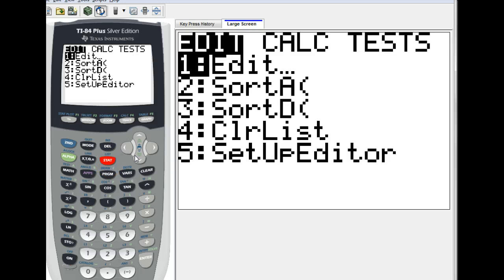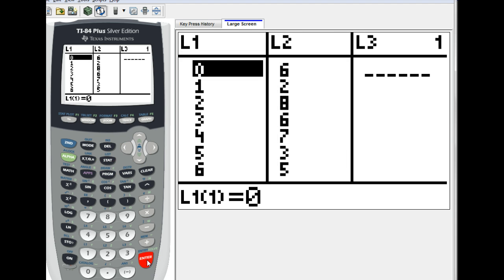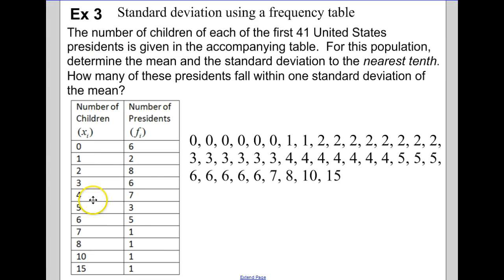Just like before, we're going to go to Stat, Edit, clear out the lists. I've already got that data input in here. Okay, so I want you to put in L1 all the possible numbers of kids that the presidents had, and in L2, the number of presidents that had that number of kids. So in other words, there were 6 childless presidents. So here's that data set one more time, which you're going to put into L1 and L2. Play the recording when you've got your data input.